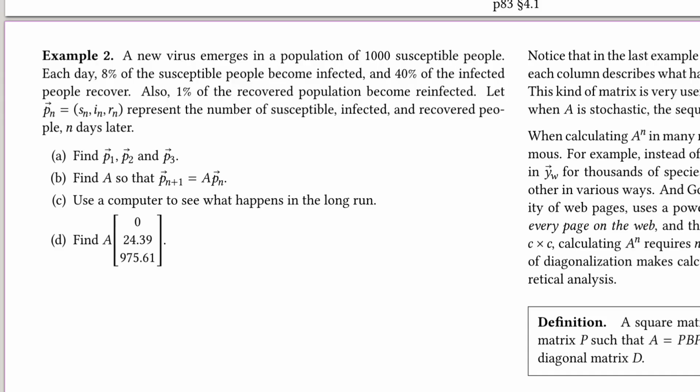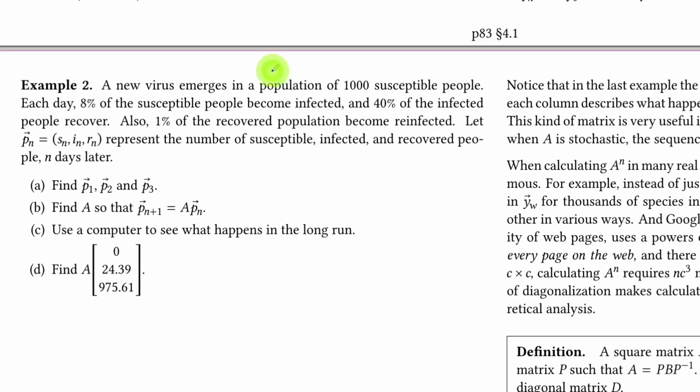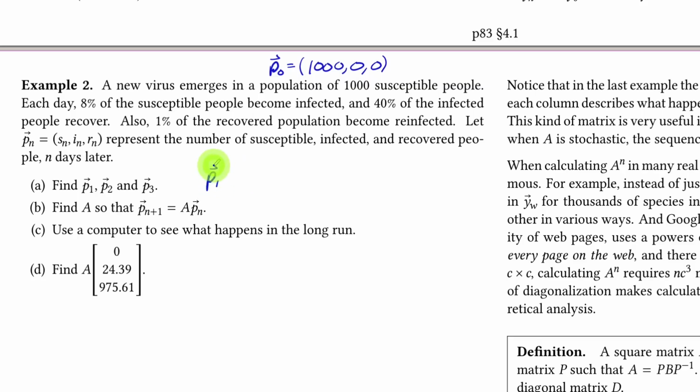So we're going to say that Pn is the number of susceptible people, infected people, and recovered people n days later. Let's first notice that on day 0, we have just 1,000 susceptible people, 0 people currently infected and 0 people that were infected but recovered. So we're starting with that. Now, after 1 day, I guess this virus spreads pretty darn fast. So P1 means after 1 day, what is the number of susceptible people, currently infected people, and recovered people?